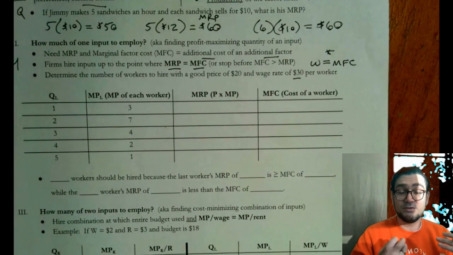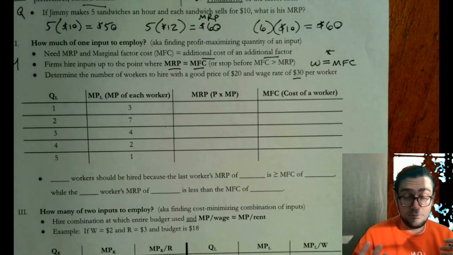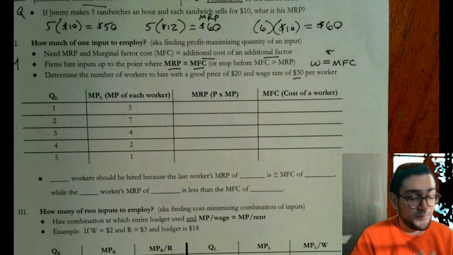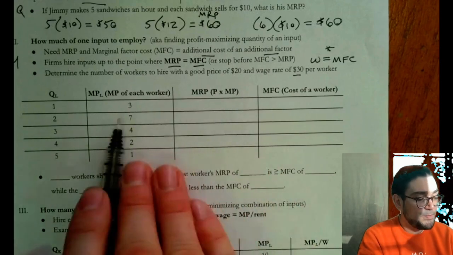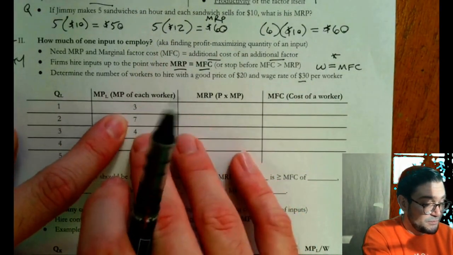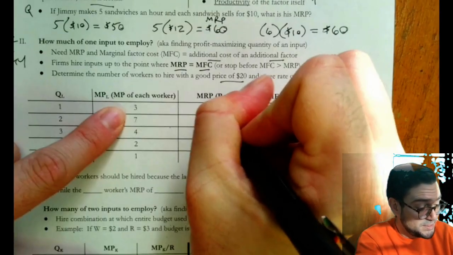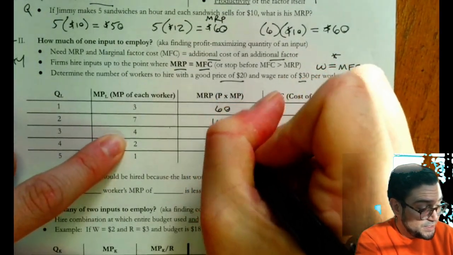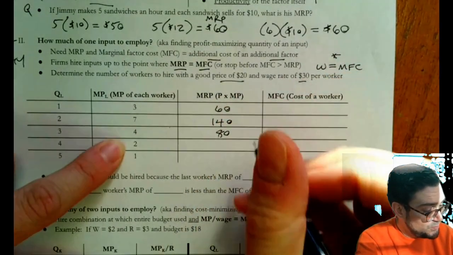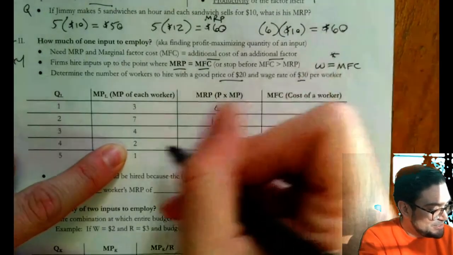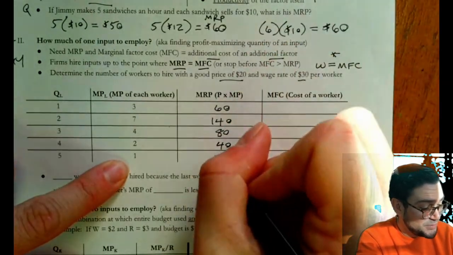On the level that we would say marginal revenue equals demand, right? Marginal revenue equals demand for a perfectly competitive product market. So let's calculate the MRPs for these. We have their marginal product, 3, 7, 4, 2, 1. The good price is 20. So 20 times 3 is 60, 140. Boy, I had a brain fart. 80. 20 times 2 is 40, and 20 times 1 is 20.